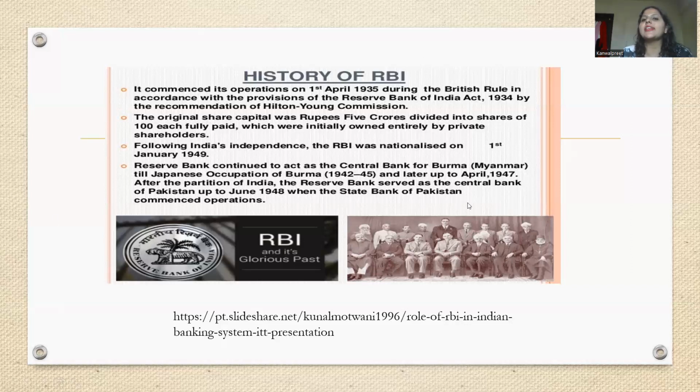Reserve Bank continued to act as the central bank for Burma, Myanmar, till the Japanese occupation of Burma in 1942 and later up to April 1947. After the partition of India, the Reserve Bank served as the central bank of Pakistan up to June 1948, when the State Bank of Pakistan commenced its operation. So these questions have been asked so many times.